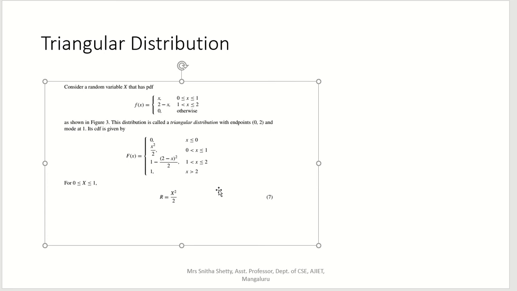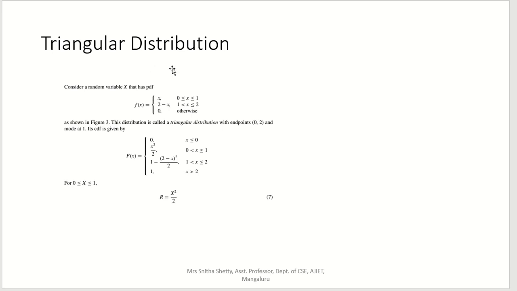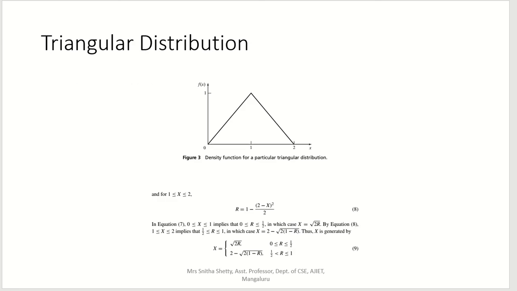So the triangular distribution says the PDF f(x) is equal to x if x lies between 0 and 1. If x lies between 1 to 2, okay, here the interval is from 0 to 2. Remember the interval is 0 to 2. I can show you the graph. So the triangular distribution is something like this.